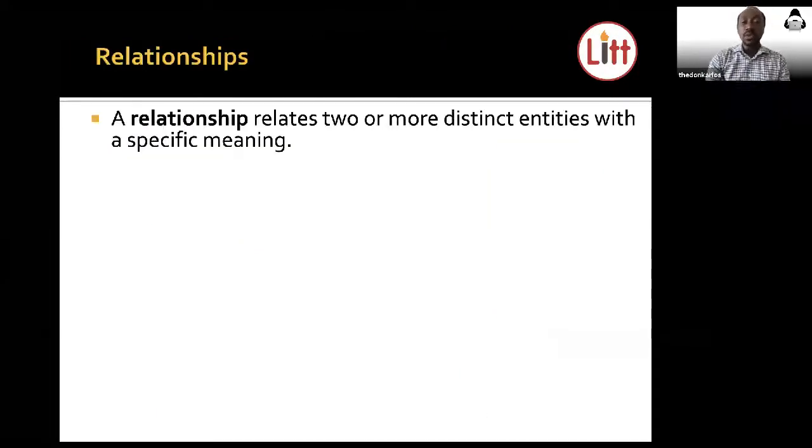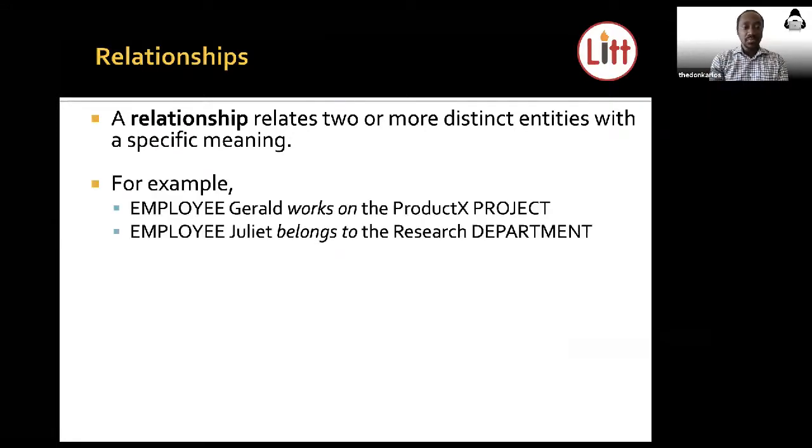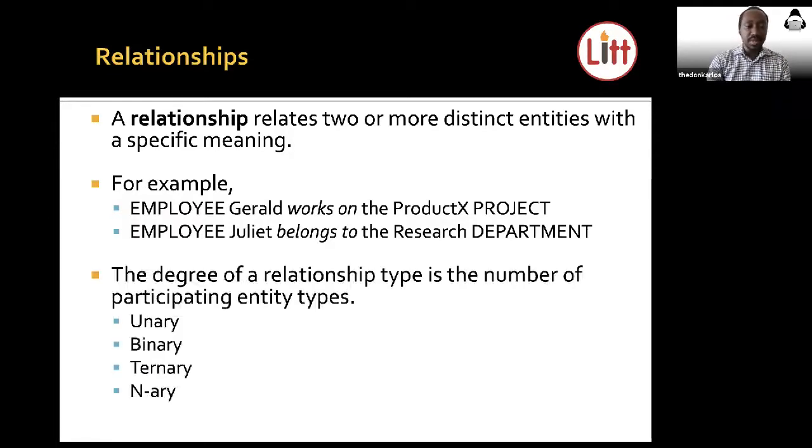Relationships, we say, relate two or more distinct entities with a specific meaning. So you don't just get up and create a relationship between two entities. It should have some kind of a real meaning to relate to. So we could say that there's an employee called Gerard. Gerard works on a project called Product X. That means that creates some kind of a relationship between the employee and the project. There's an employee called Juliet. Juliet belongs to the research department. Definitely, it is creating a link or an association between an employee and a department. This is how we generate relationships and we translate them into the database model.